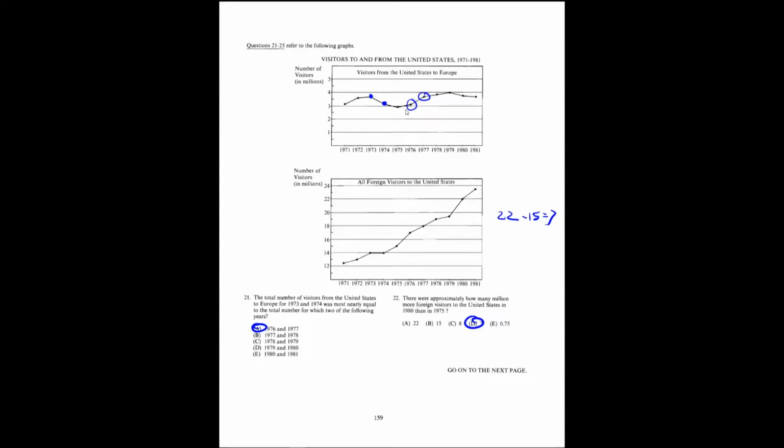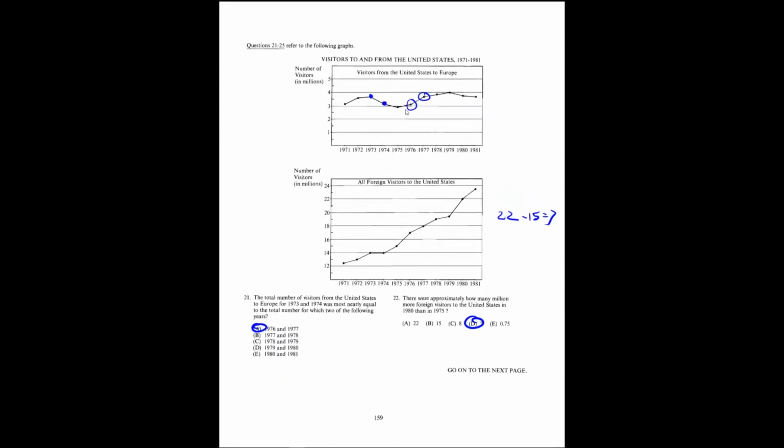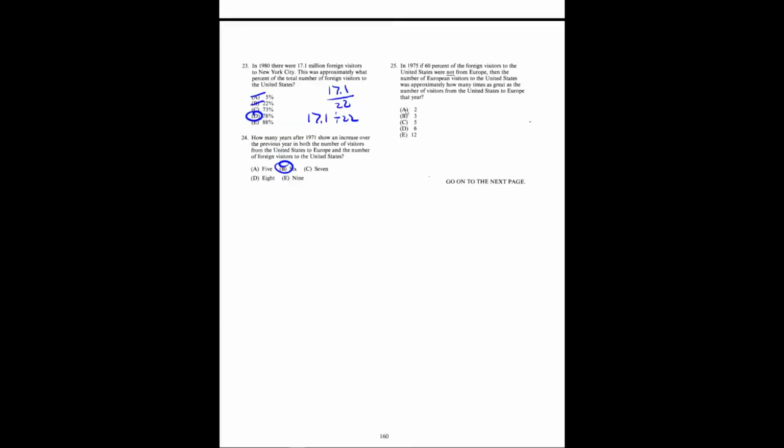So when is it increasing? Show an increase over the previous year. Okay, so there's an increase from here to here, so that's 1. An increase from here to here, that's 2. An increase from 75 to 76, that's 3. 76 to 77, that's 4, 5, and 6. So we have 6 up here. Now there was the flat line between 73 and 74, but that's a decrease here, so that's not going to take any away from our number 6. And so the answer is B, 6 increases.